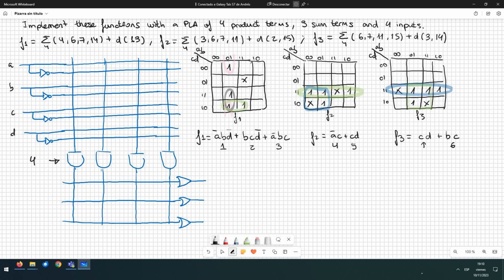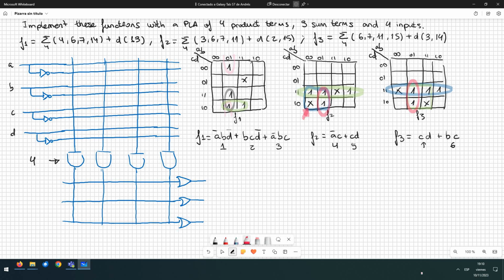So, for example, what happens if we cover these ones just taking these 2 cells instead of the 4 cells? If we cover function 2 and 3 using this implicant, even if it's not a prime implicant, we are not obliged to use the X. They are don't cares, we can use them or not. So now I'm going to ignore this X and I'm going to form this implicant.